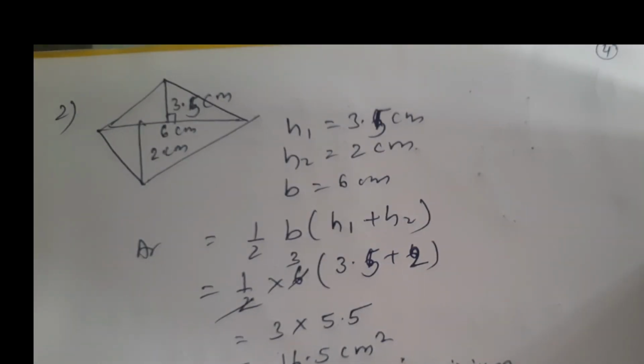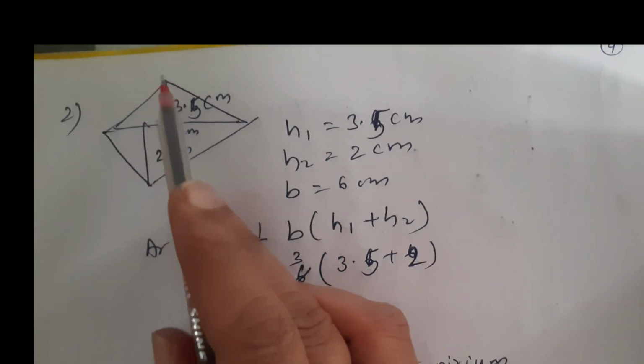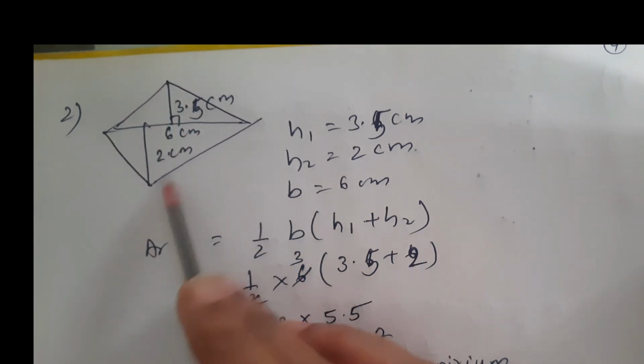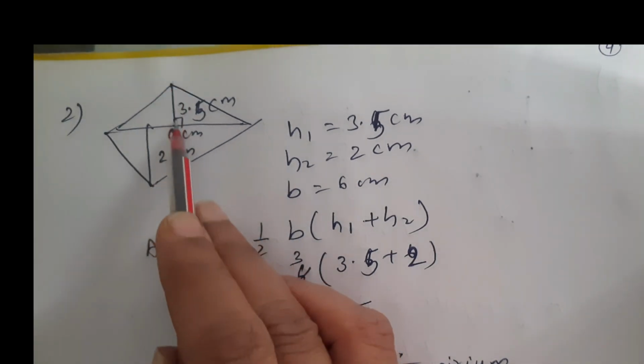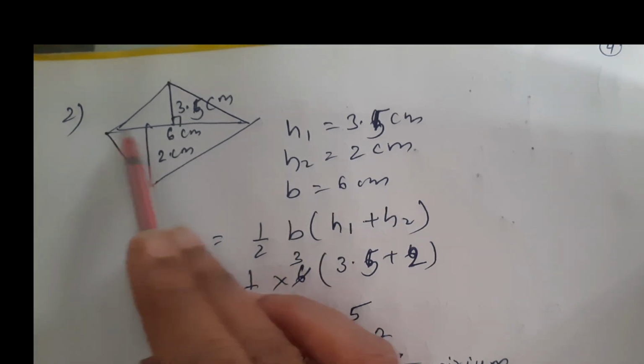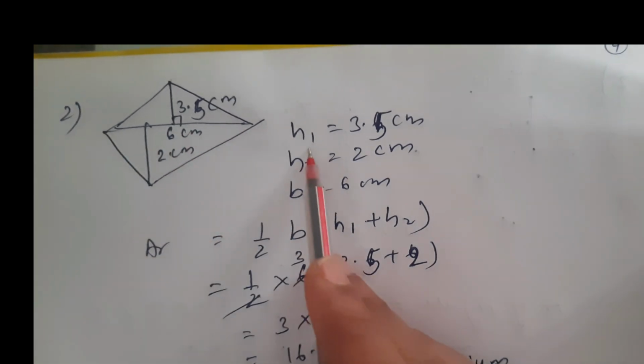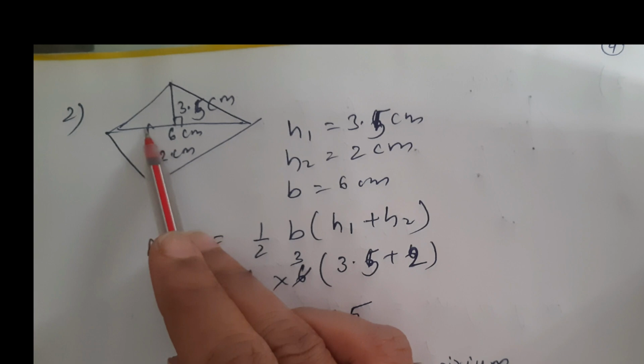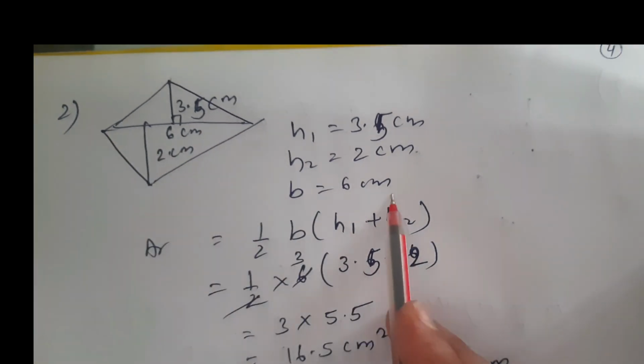Let's start with next question. Question number 2. Again, this is quadrilateral only. So as I told, first we need to write what is height 1, what is height 2 for both the triangles and what is common base. Okay, here the height 1 is 3.5, height 2 is 2, whereas the base is 6 centimeter.